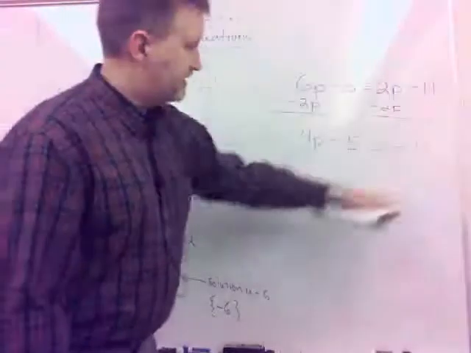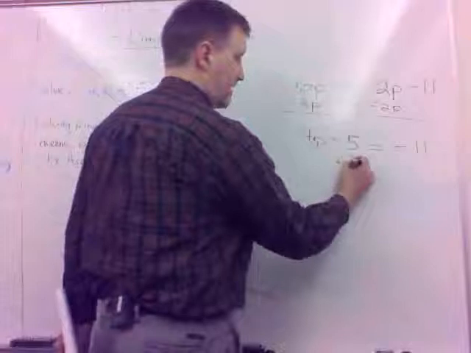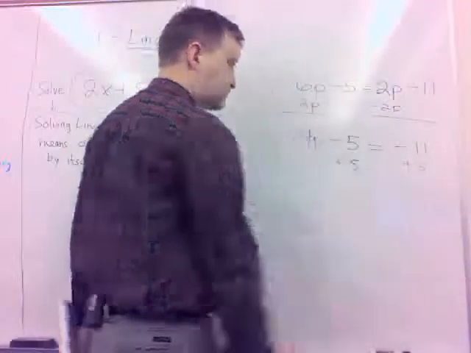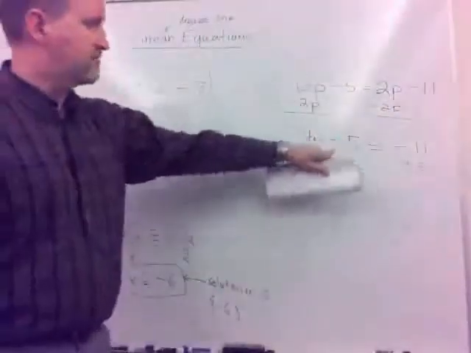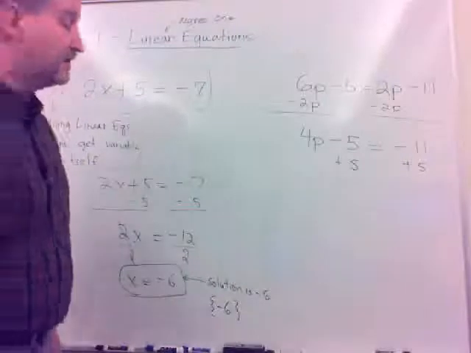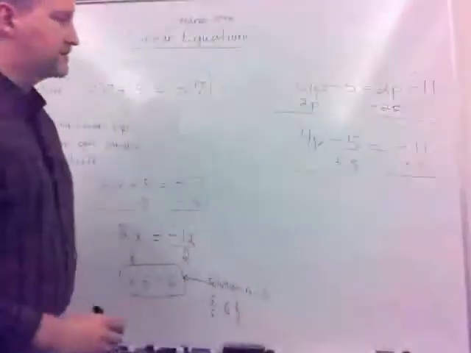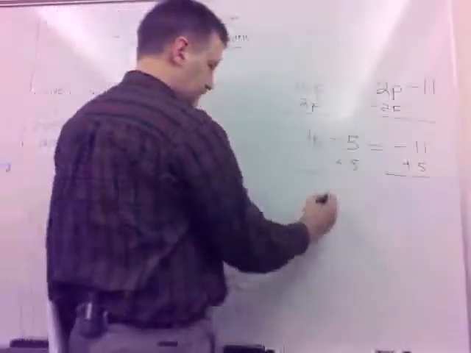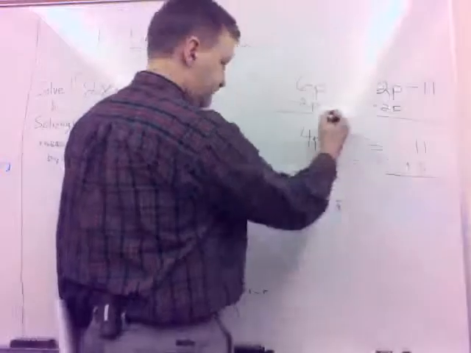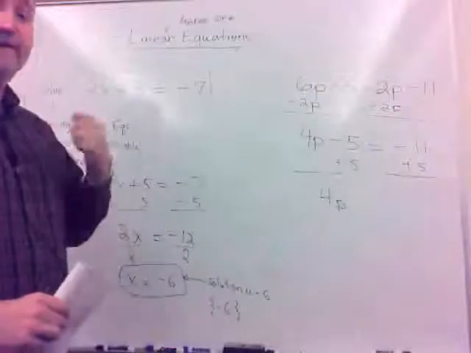Okay, we said we have to get the constants to the other side, so I'm going to move that 5. I'm going to add 5 to both sides. It's a minus 5, so I do the inverse of that, which is adding. So I would add 5 in the next step to both sides. What happens on the left is we'll just have 4p. Minus 5 plus 5, that's going to be 0.